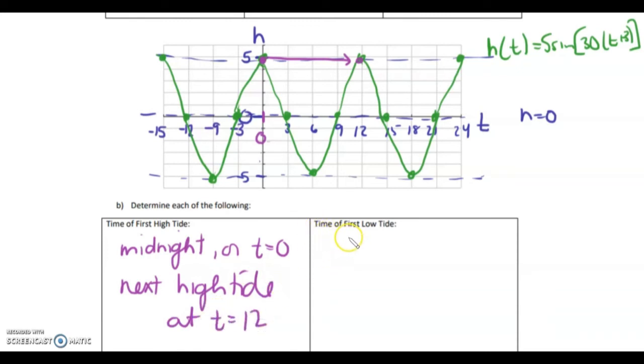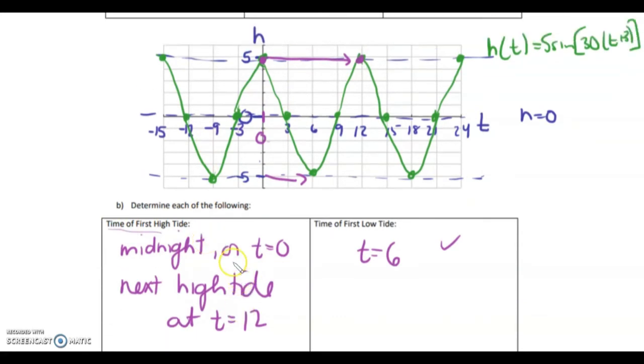Okay, what's the time of the first low tide? So low tide is going to be down here. That's t equals 6. Okay, that one's an easy one. The first one, it does occur at midnight and then at time 12. So it depends on how you're reading the question. A little bit open to interpretation.